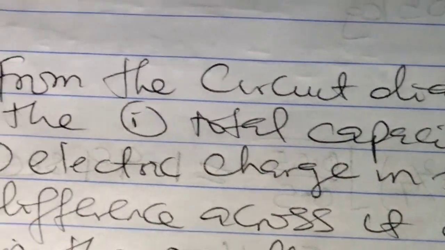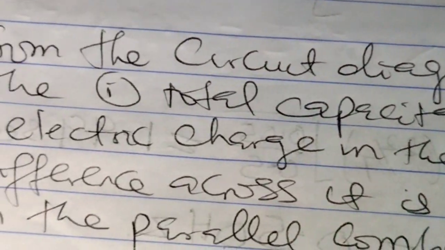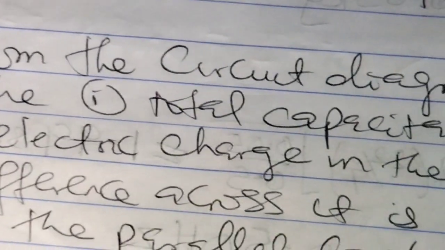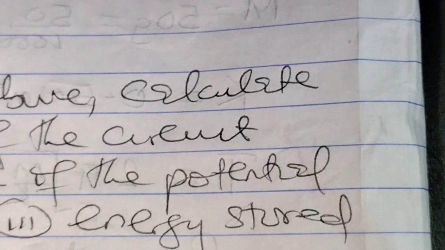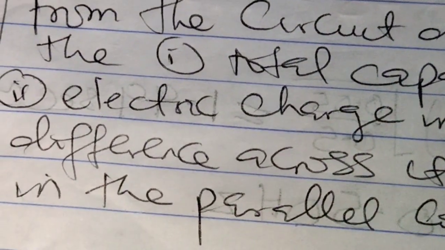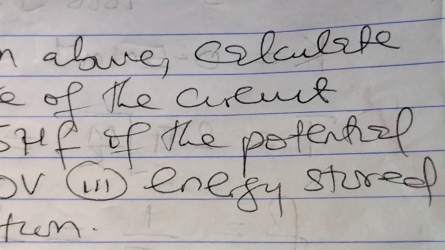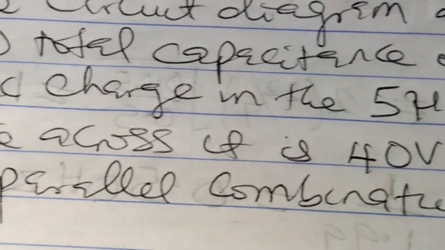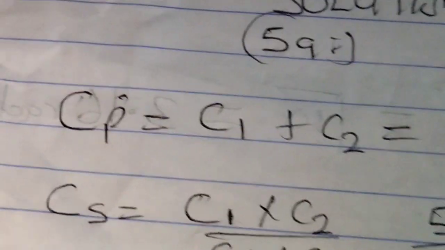(i) the total capacitance of the circuit; (ii) the electric charge in the 5 microfarad capacitor, if the potential difference across it is 40 volts; (iii) the energy stored in the parallel combination. So we go to the solution.